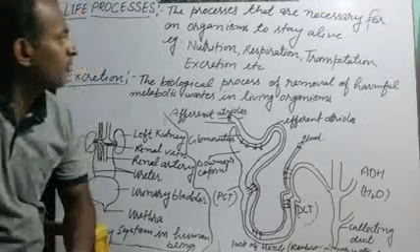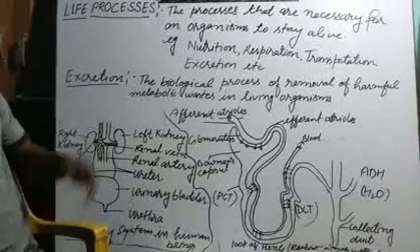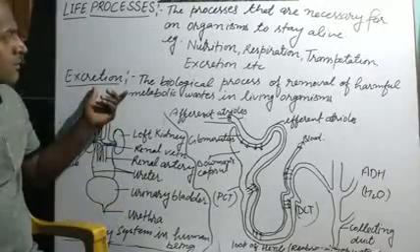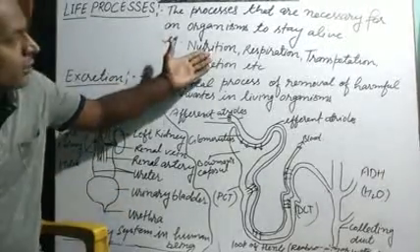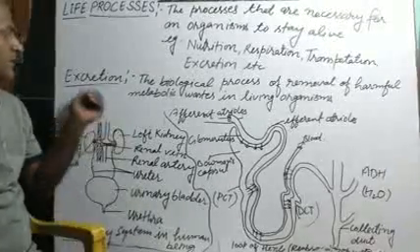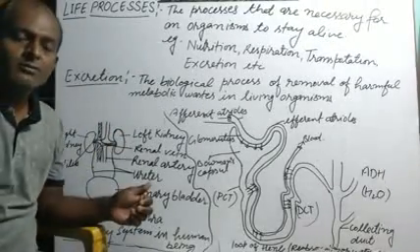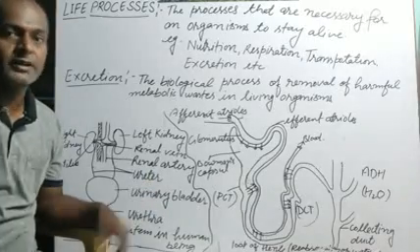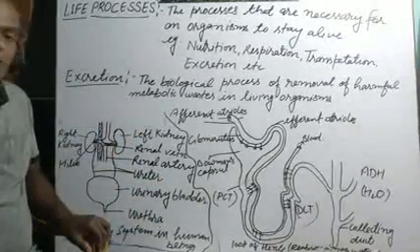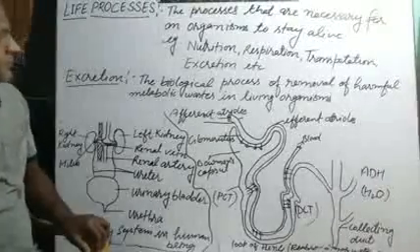Today I am going to start the life processes chapter, in which some processes are given like nutrition, respiration, transportation and excretion. Today we will discuss excretion. What is excretion and why is it necessary? What are the different parts of the excretory system in human beings?